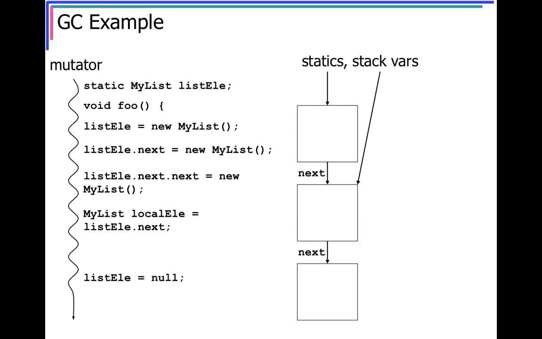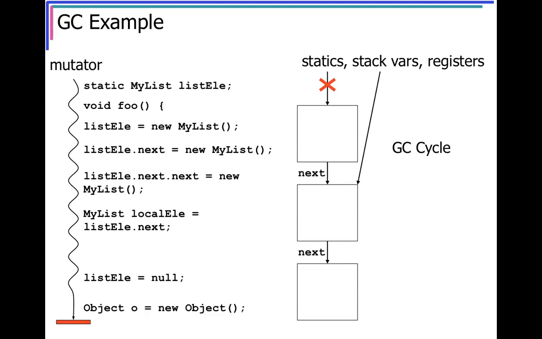The next thing we do is we assign listLE null. This breaks the pointer from the statics table to the very first object that we allocated. The next thing we do is we allocate a new object of type object. At this point, we run out of space in our heap, in this example, and we stop our mutators and start our garbage collection cycle.